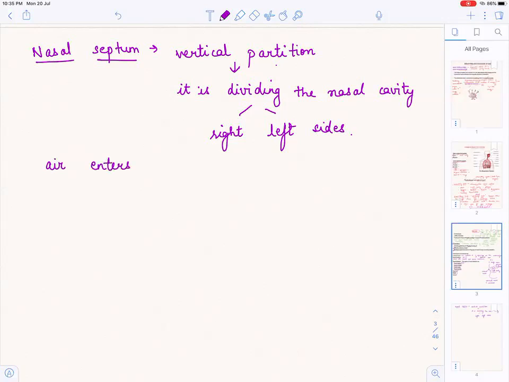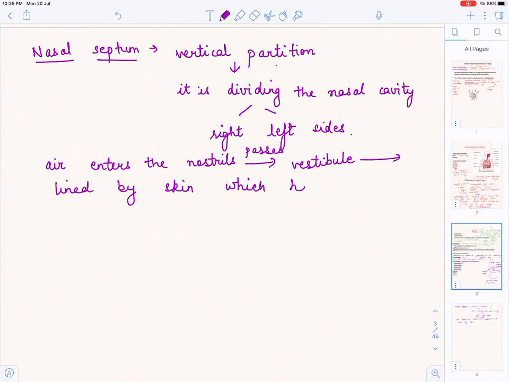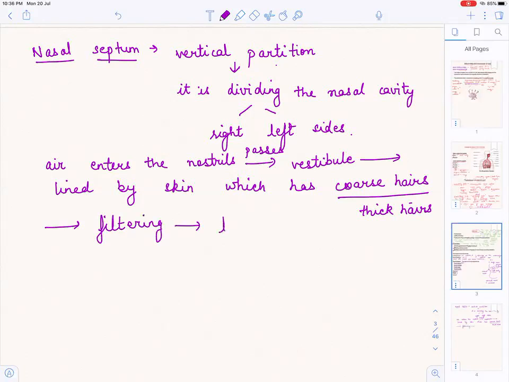When air enters the nostrils, what happens to that air? It passes through the vestibule. Vestibule is a chamber. And what is this vestibule lined with? It is lined by skin which has coarse hairs. Coarse hairs are thick hairs. And what are these coarse hairs doing? These are filtering. Very good. You know everything. They are filtering large dust particles. You already know so much.